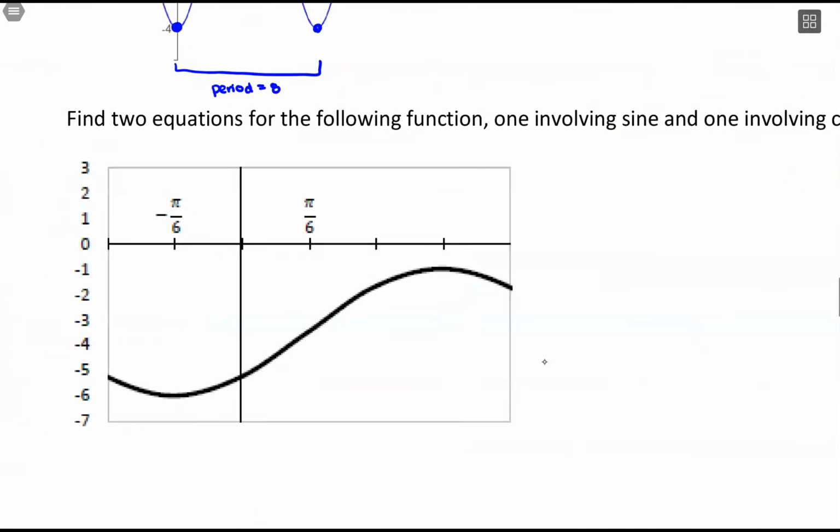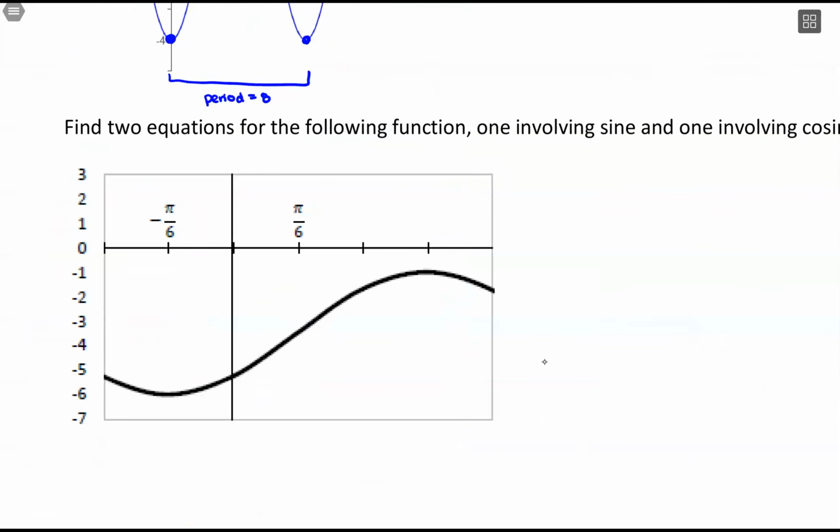Alright, our last one here. What we're going to do is create two functions, both for the same graph. One's going to involve sine, one's going to involve cosine. Now, before even doing that, the amplitude, midline, and period will be the same for these. So, with that, let's go ahead and look at our values here.